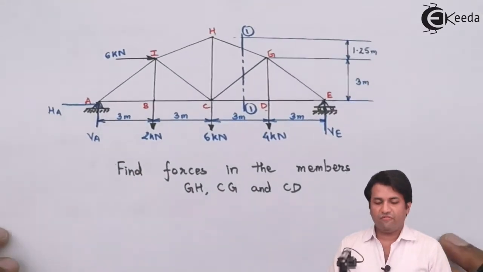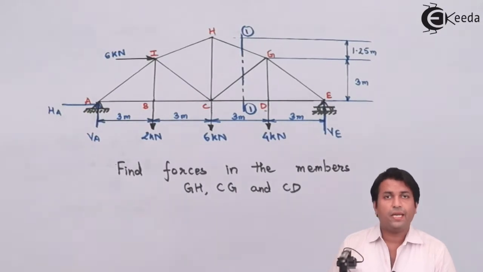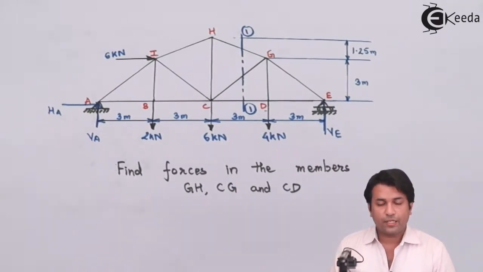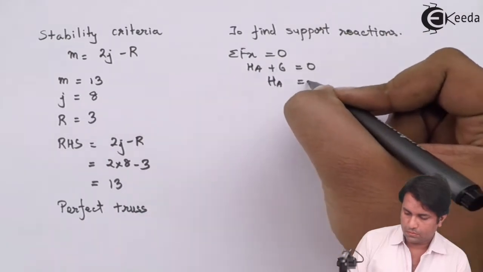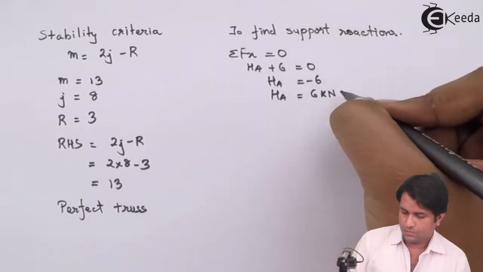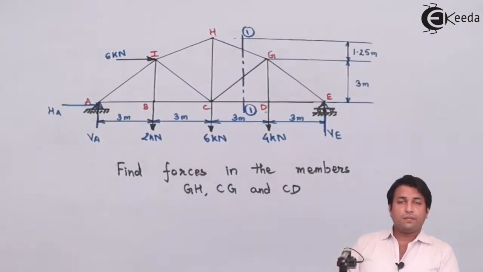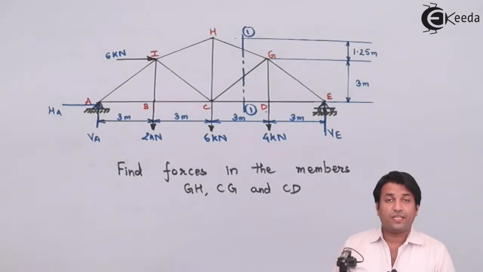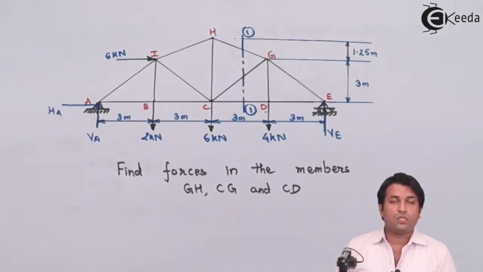Now, in this truss, I have two horizontal forces. One is the horizontal reaction at A, and one is the horizontal force 6 kilonewton acting at I. Now we can see that the assumption I made of the horizontal reaction acting towards the right is wrong, because the value I'm getting for the horizontal reaction is negative.